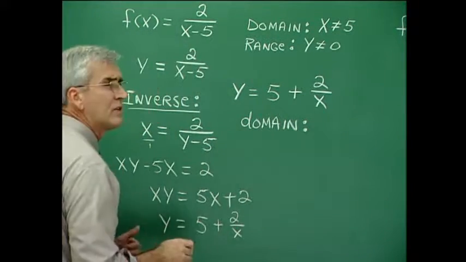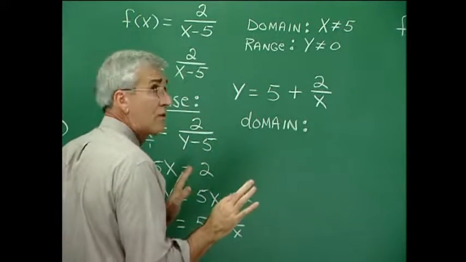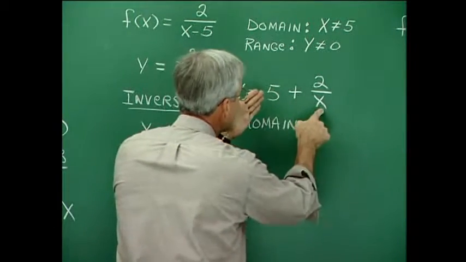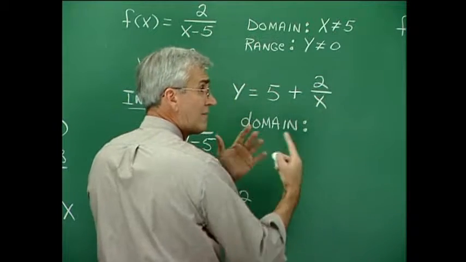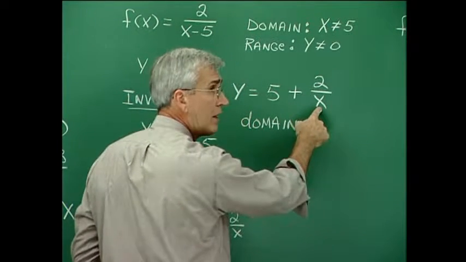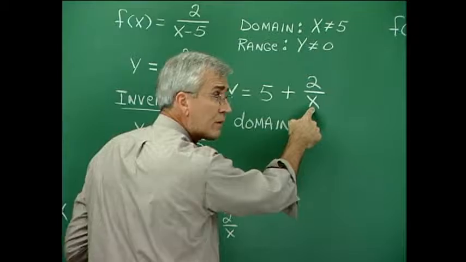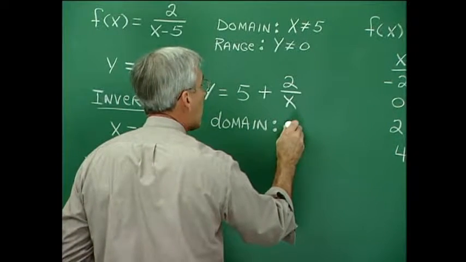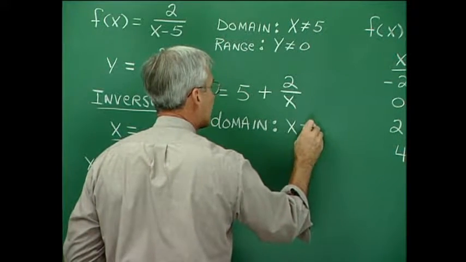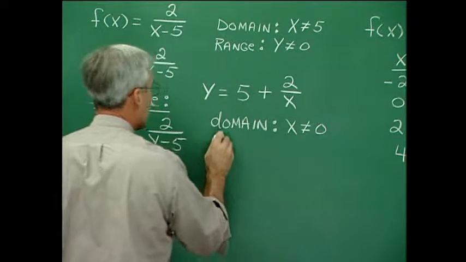All right, let's see, the domain, the acceptable replacements for x. Well, we can replace x with any value in the world except for that value which will cause the denominator to become 0, and that value would be 0 itself. So the domain would be all real numbers except 0, or we could simply say that x is not equal to 0. What about range?